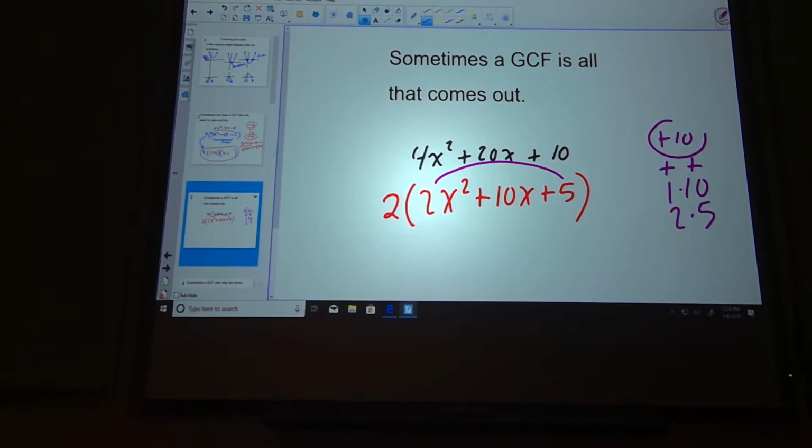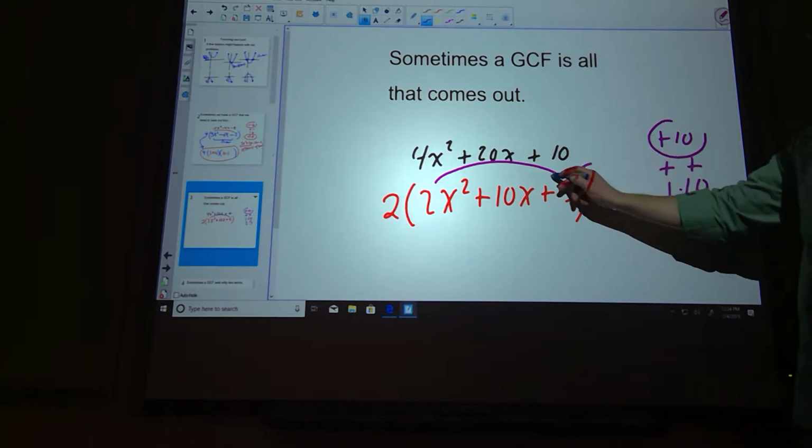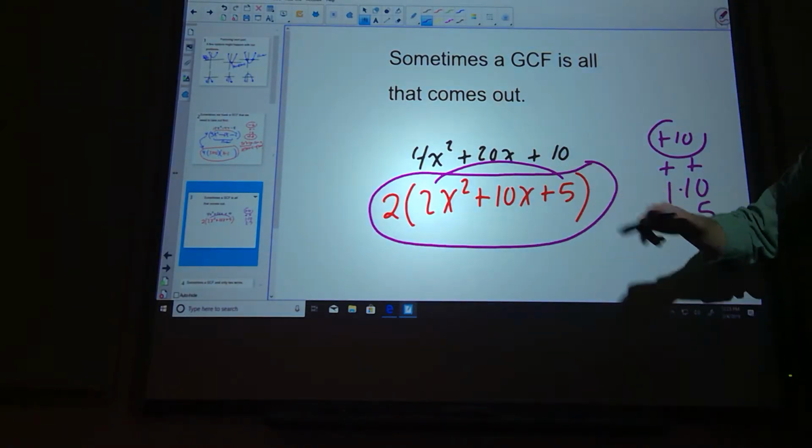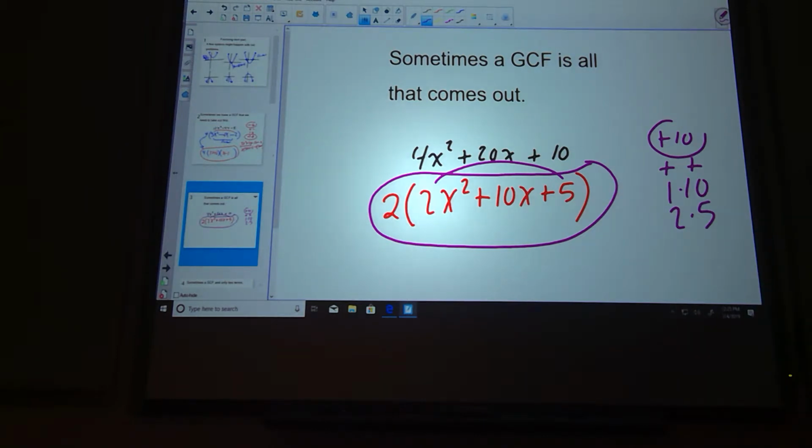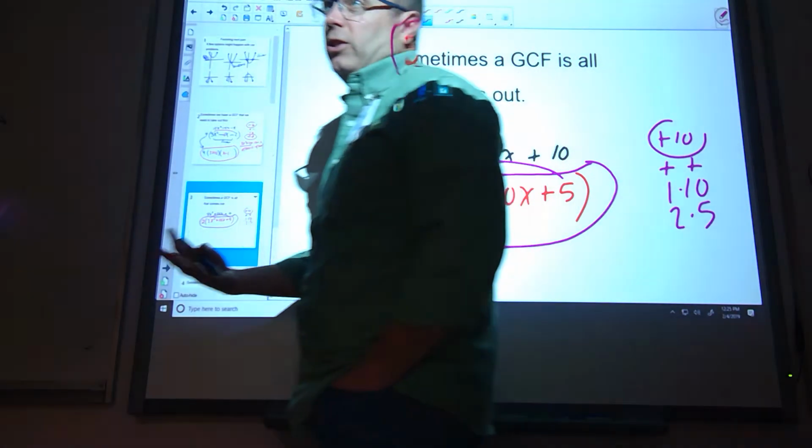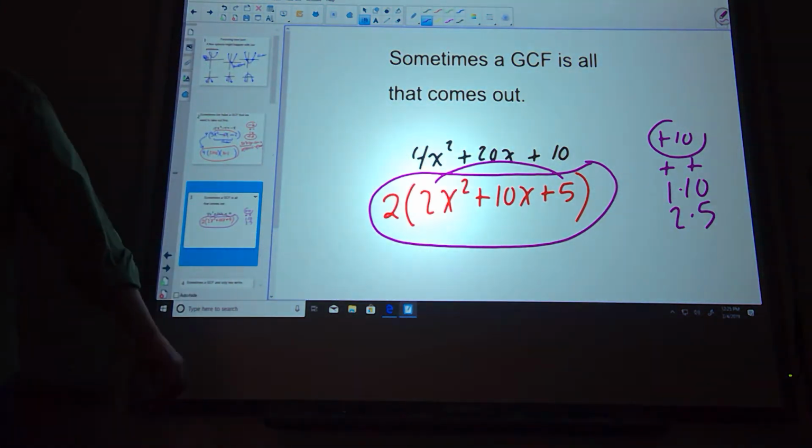2 times 5. No, when added together. None of them. If they're both positive and I add them together, I get either 11x or 7x. Agree? So this is your answer. This is as factored as you can get on this problem. So sometimes you can just take a greatest common factor out and that's it, and you have to stop there. There's not much more you can do.